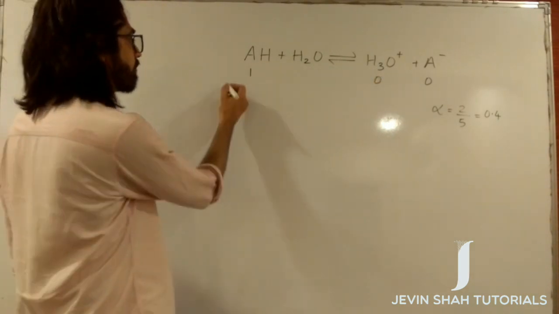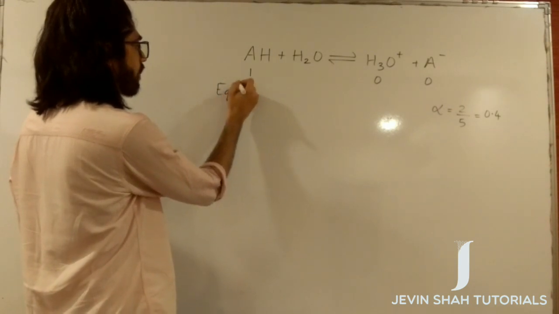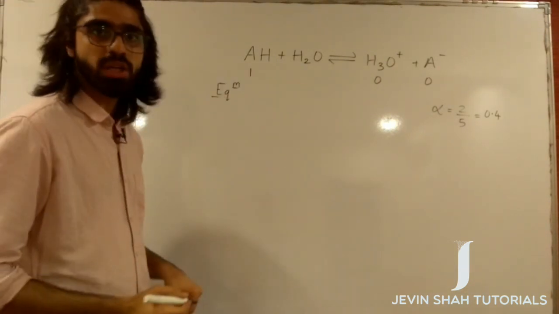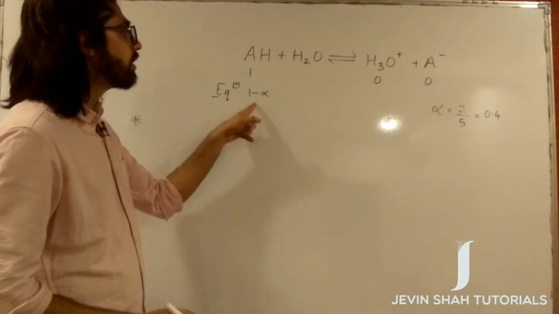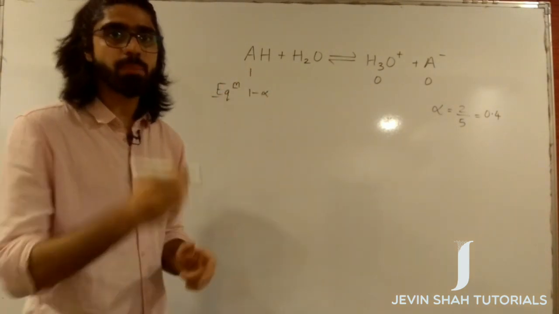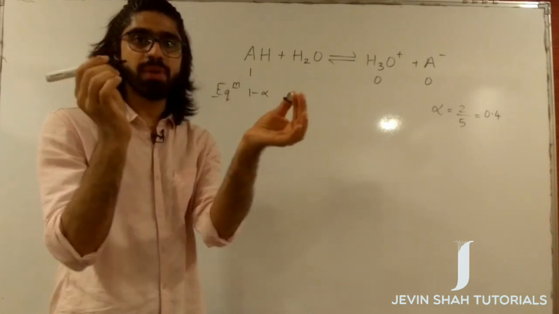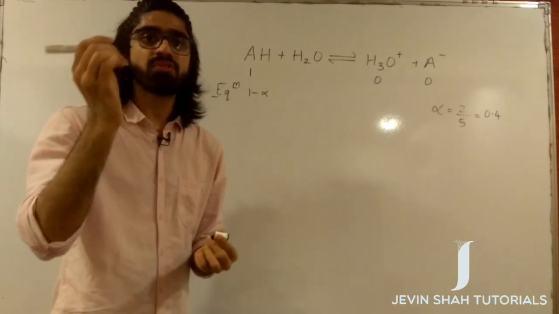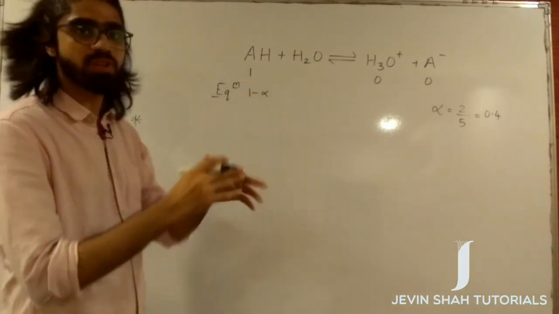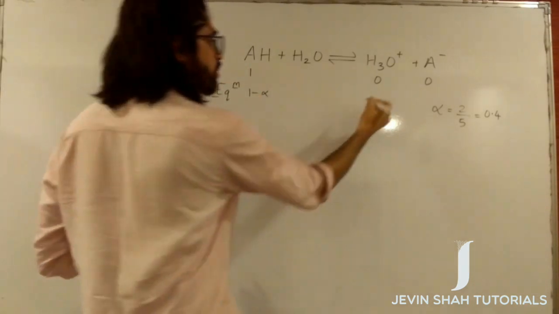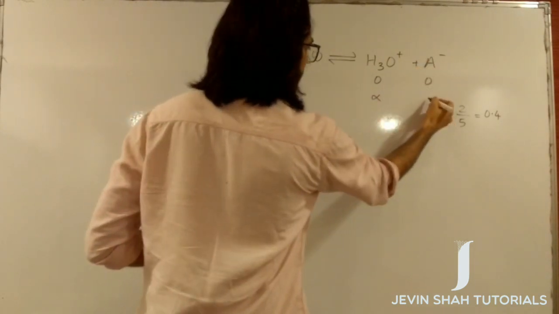At equilibrium, if alpha moles of AH are going to dissociate, then I will be left with 1 minus alpha moles of AH. And say for example, if I take a pen and break that pen, I get one body and one cap. In a similar way, if alpha moles of AH have dissociated, you will have alpha moles of H plus and alpha moles of A minus.